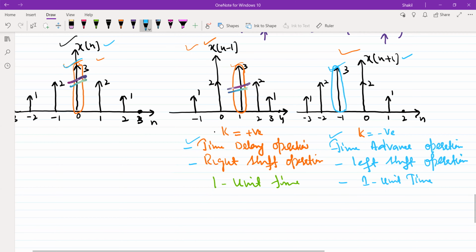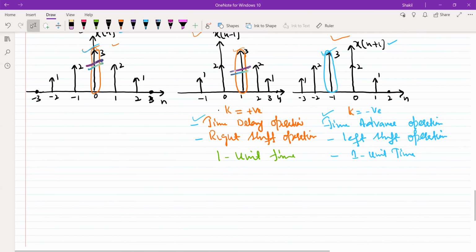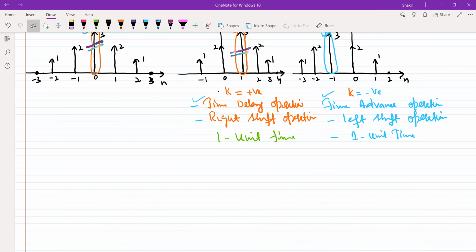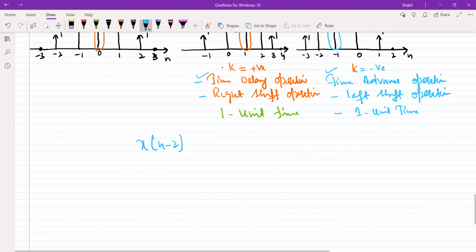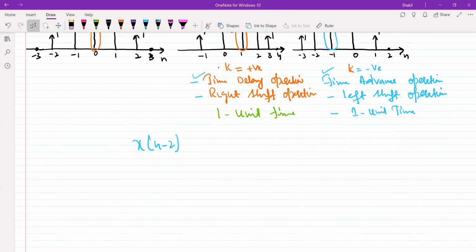All right, now in general, if I say give me x of n minus 2, what would you say? You can draw this sequence very easily. You can say that this is a time delay operation by how much? By 2 units of time. So you will shift each sample by 2 units of time to the right. Similarly, if I say x of n plus 2, this means a time advance operation, by 2 units of time.